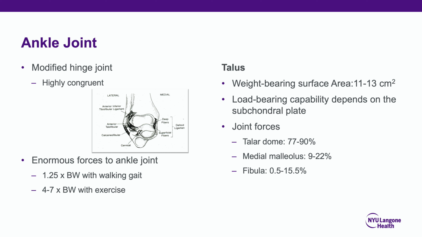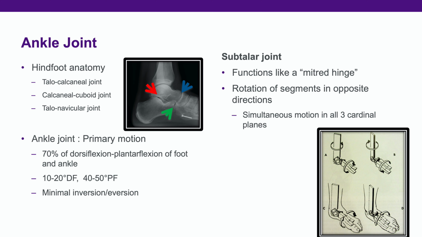Now, the joint forces typically are distributed through the talar dome of up to 90% of weight through here, medial malleolus up to 20%, and the fibula then less than 15% normally. When we're looking at the ankle joint, we need to also look at the adjacent joints, the Chopart joint and subtalar joint. The subtalar joint functions like a mitred hinge. It's a rotation of segments in opposite directions, and it has simultaneous motion in all three cardinal planes of motion.